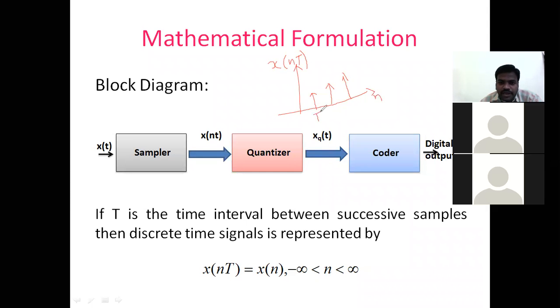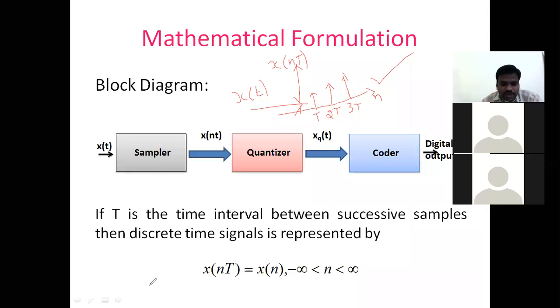Now T, 2T, 3T, 4T, 5T, 6T, 7T, and so on up to infinity. So n is varying from 0 to infinity. This is the digital signal you have obtained from x of t only. Without the information of x of t, it is not possible to draw x of nT.